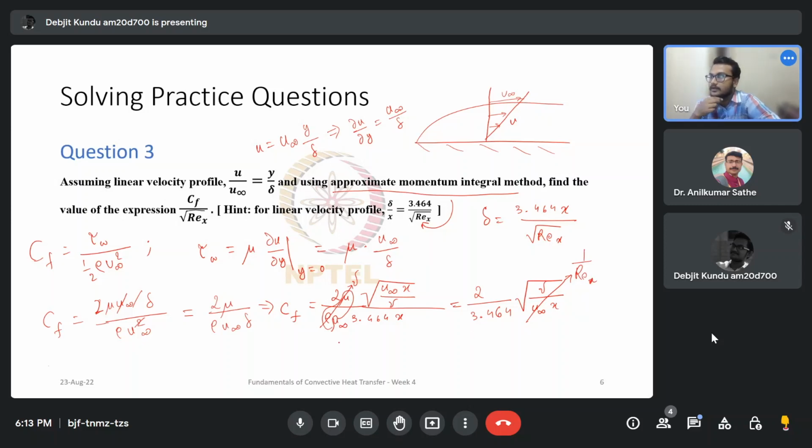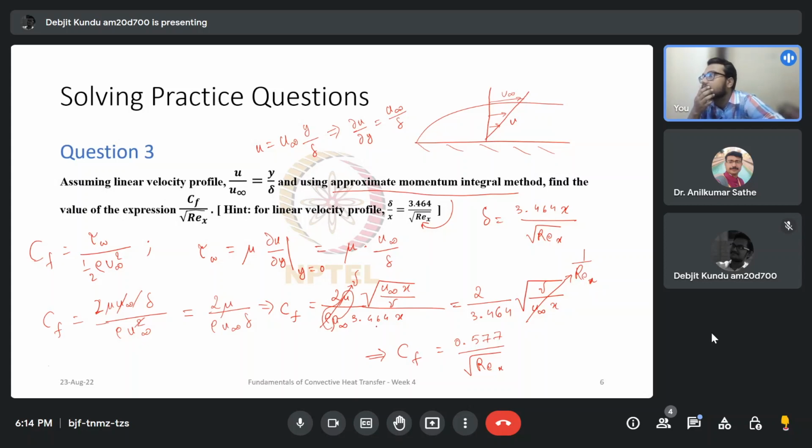And this is all equal to Cf. Now, let me write it down more clearly. Can you perform this division for me? What is 2 by 3.464? 0.5773. Thank you. So 0.5773, leaving out the 3, let's keep it as 0.577. And this under root 1 by Rex comes in the denominator.